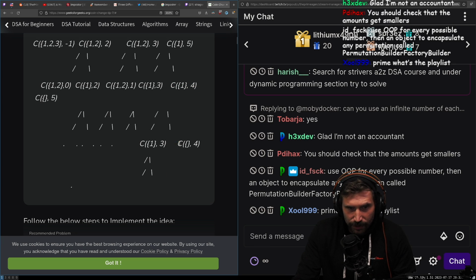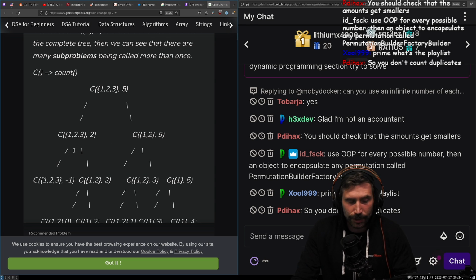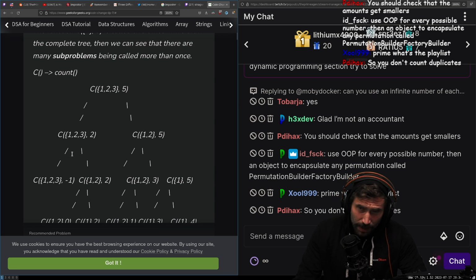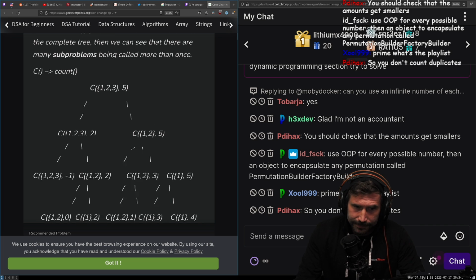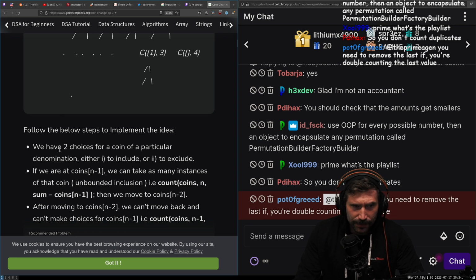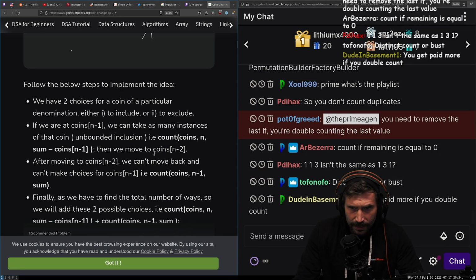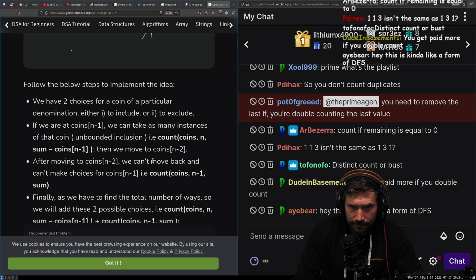This is what I've attempted to create. So don't count duplicates. I mean, in some sense, you have to count duplicates, right? To make change for 5 is the same as making change for 4, which is the same as making change for 3. See, this branch right here should be counted as only 1. All right, the following steps. We have 2 choices for a coin of a particular denomination: either include or exclude. Okay. Count of remaining is equal to 0.